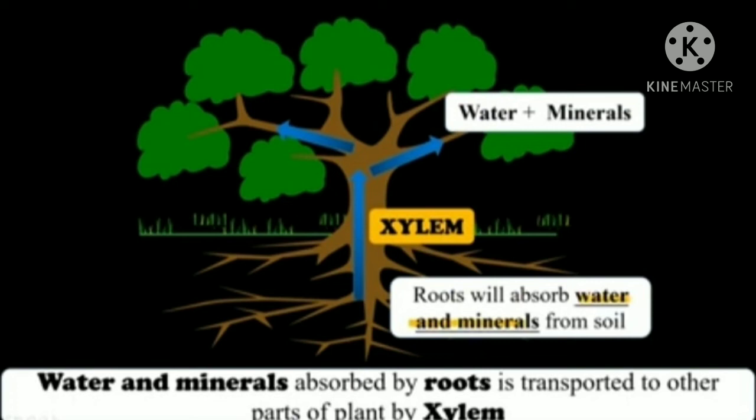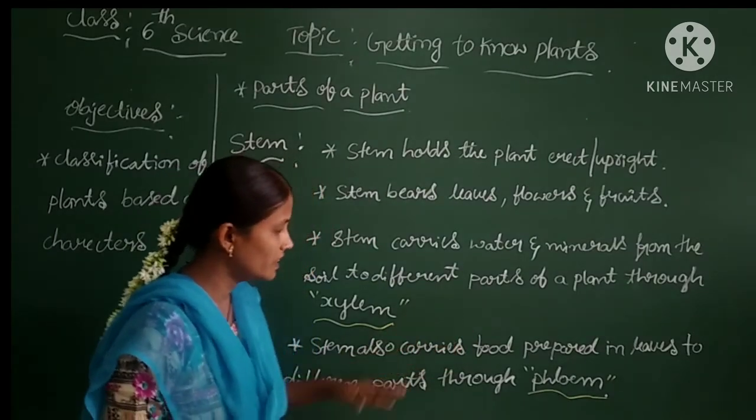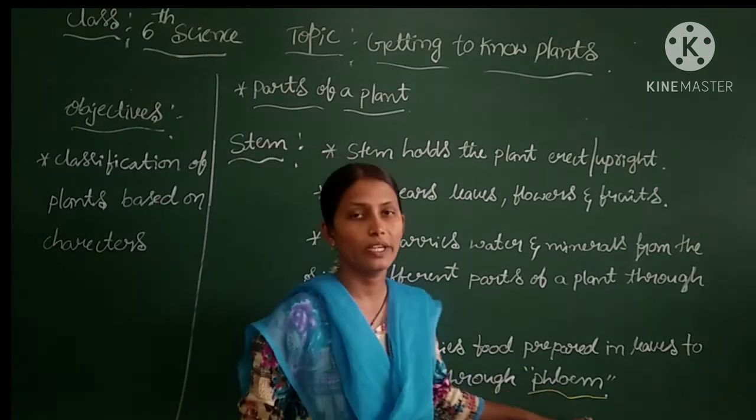These tubes we are calling the xylem. In plants, water and minerals are supplied to the different parts of the plant by a special tube, that is, by the xylem. Next, the stem also carries food prepared in the leaves to the different parts of the plant by the phloem.